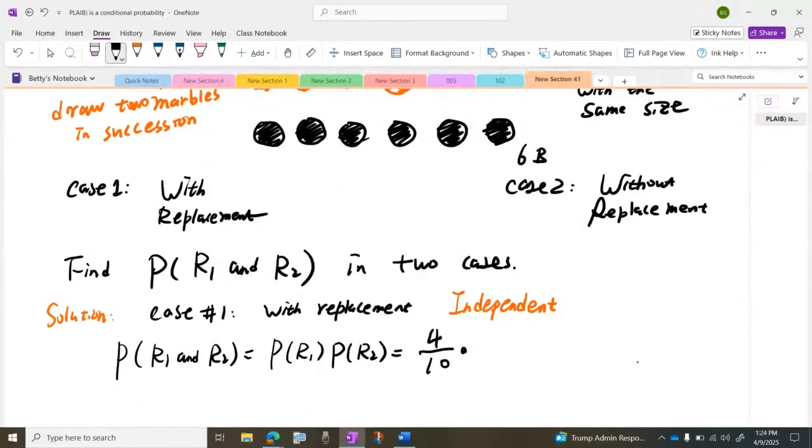And what's the probability that the second time we get a red marble? It's going to be the same thing, because with replacement, whatever you get the first time, you put it back. Yeah, you got a red one, you put it back. And when you take the second marble, we still have 10 marbles with 4 red and 6 black. So 4 over 10 again, right? Do you agree, guys?